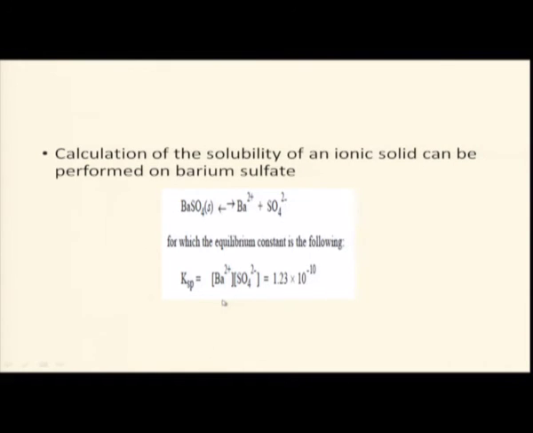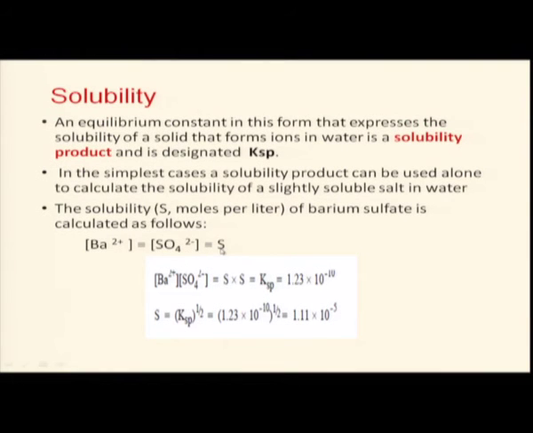Usually the concentration is taken as unity, that is equivalent to 1.23 into 10 power minus 10, that is a KSP value composition. So, solubility of sparingly soluble compounds can be explained based on the solubility product concept, normally represented by KSP equilibrium concept. In the simplest cases, the solubility product can be used to explain and to calculate the solubility of slightly soluble salt in water.